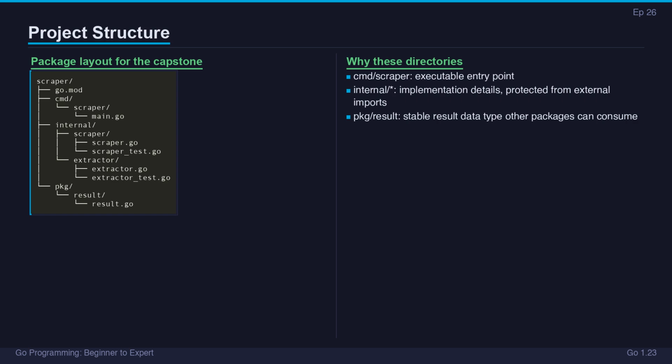internal/extractor holds HTML extraction logic. That is separate from the scraper because extraction is a different concern from fetching. pkg/result holds the public result type. This is the data shape other packages might reasonably consume: URL, title, links, error, fetch timestamp. Keeping that type stable gives the rest of the application a shared vocabulary.